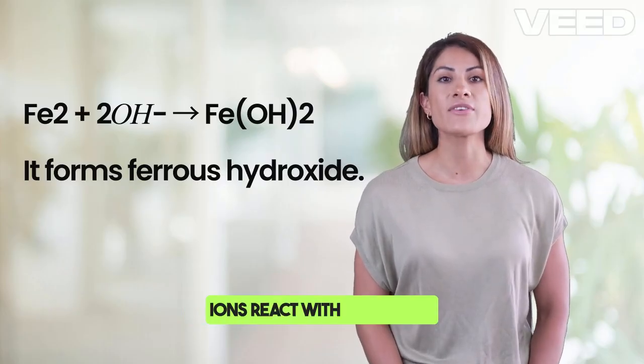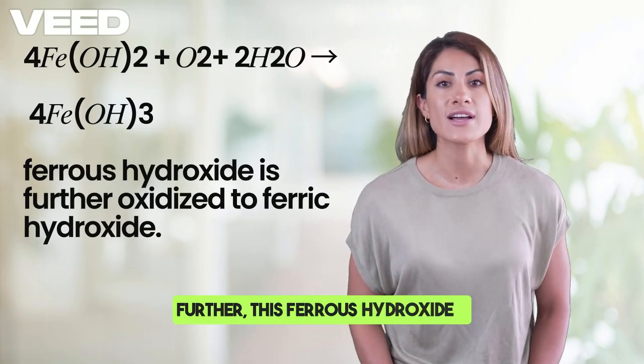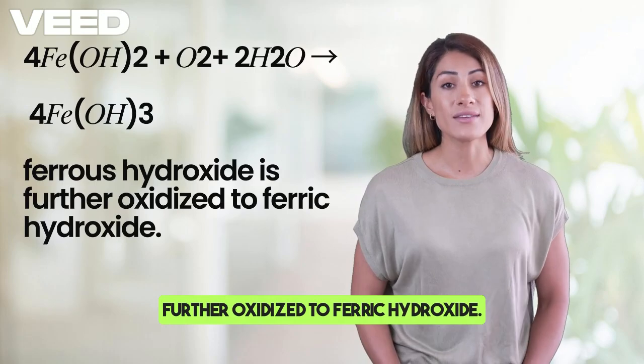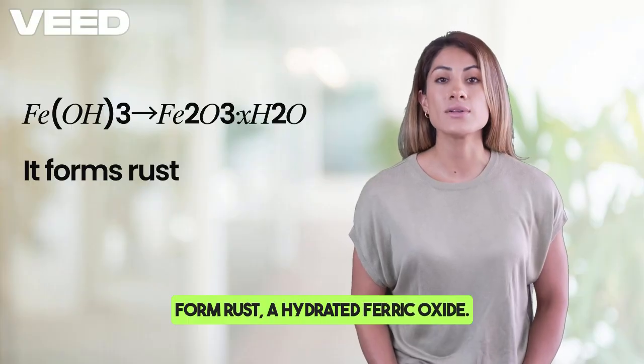Now see how the formation of rust takes place as ferrous hydroxides. Ferrous ions react with hydroxide ions to form ferrous hydroxide. Further, this ferrous hydroxide is oxidized to ferric hydroxide. Ferric hydroxide dehydrates over time to form rust, a hydrated ferric oxide.